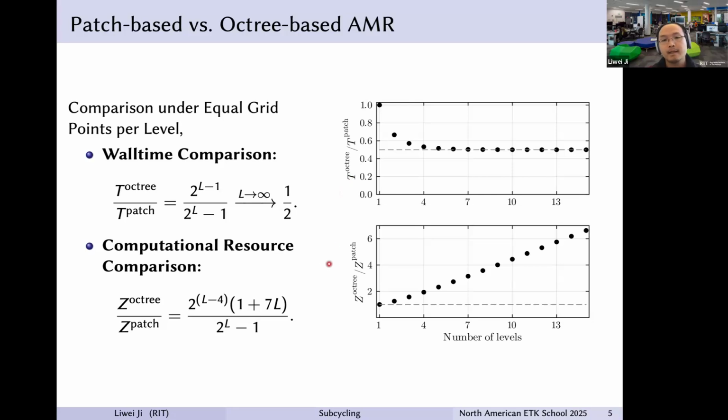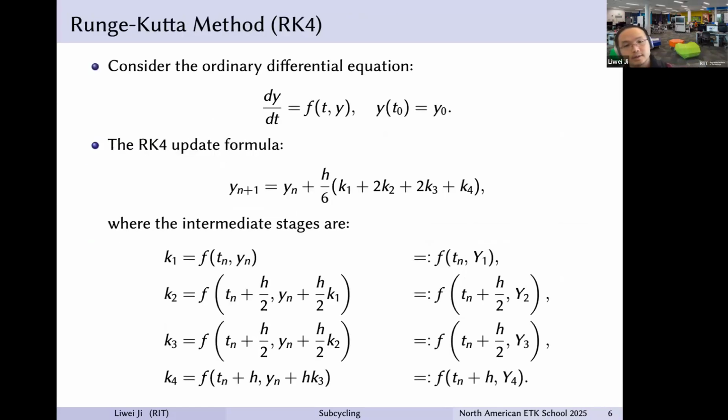So without subcycling, the patch-based will cost the same resources, and be 2 times slower compared to octree-based. No, actually, not only will they cost the same resources and be much slower compared to the octree-based AMR, but with subcycling, even though we can still only have maximum half the speed of the octree-based AMR, we can save a lot of computational resources by using the patch-based AMR. So subcycling is quite essential so that the patch-based AMR is at least comparable to the octree-based AMR.